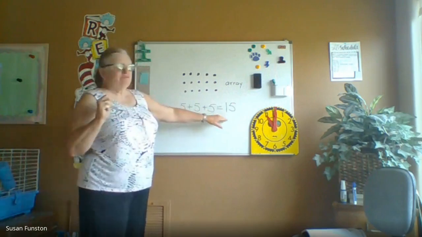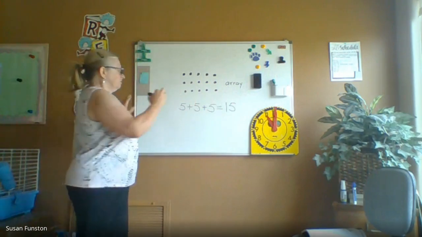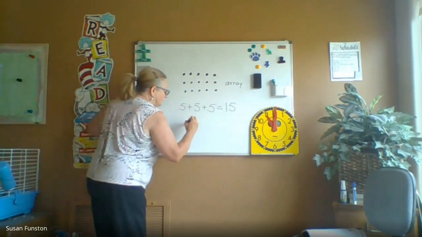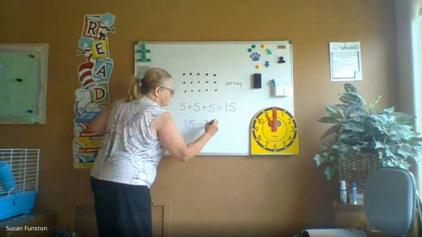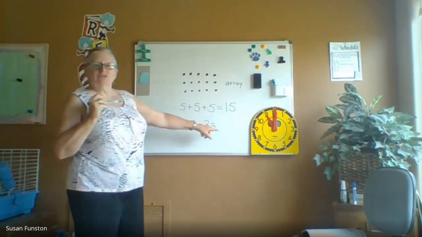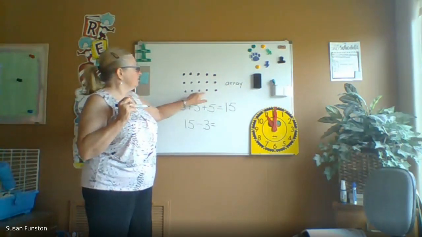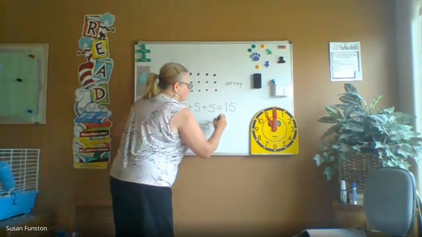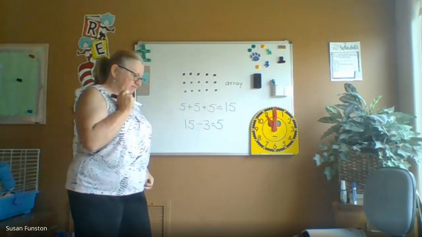So I started with my 15 and I divided it into 3 groups. So I can say that 15 divided by 3, which is our number of groups, my answer is going to be how many do I have in each group? So 1, 2, 3, 4, 5. So 15 divided by 3 is 5.